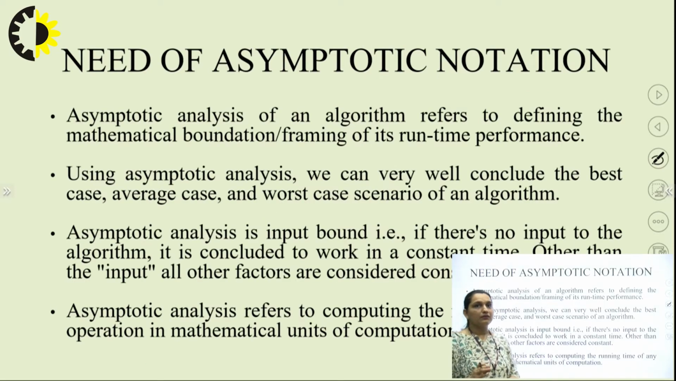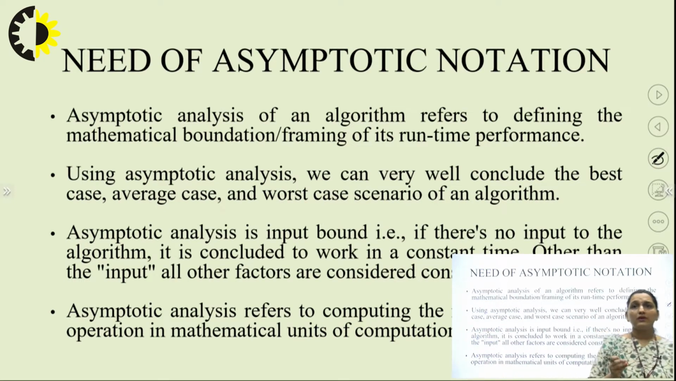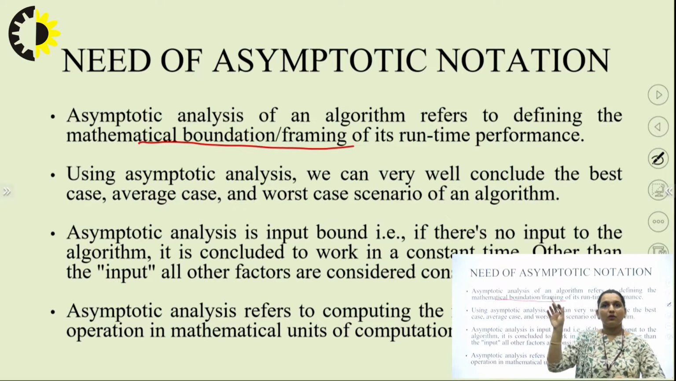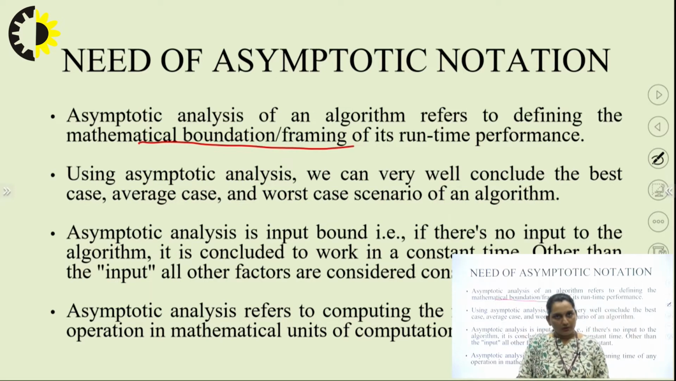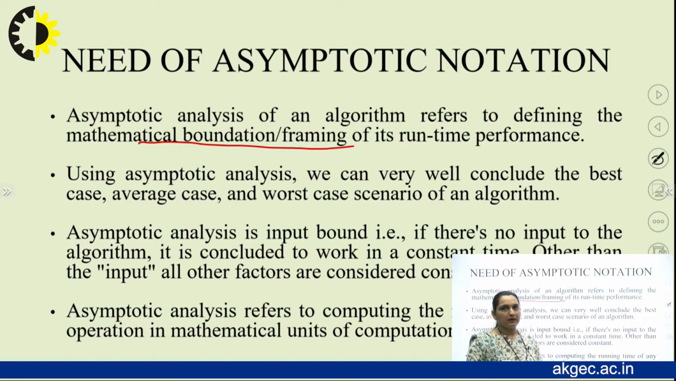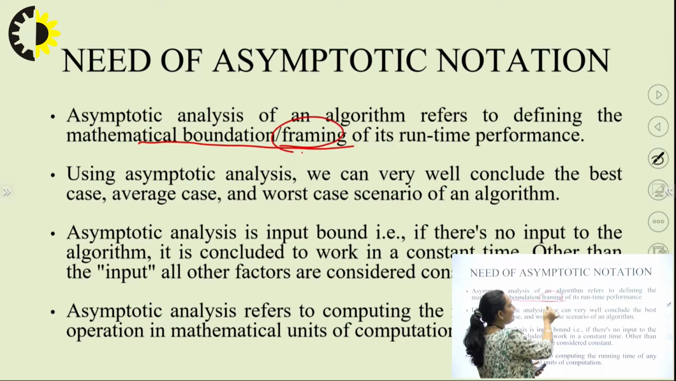Next, what is asymptotic notation? What is the need of asymptotic notation? Asymptotic notation is the mathematical foundation and framing of any algorithm. First we prepare an algorithm, and we look at its runtime performance, that is its time. As we saw in the previous slide, time complexity has to be bounded, and that framing is done using asymptotic notation.